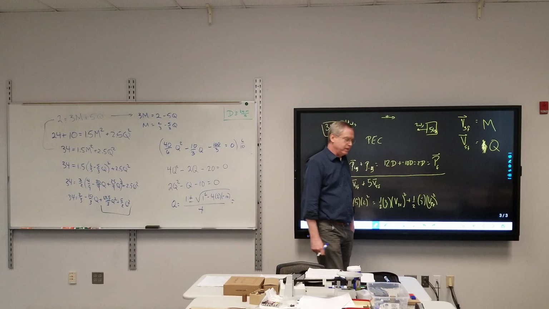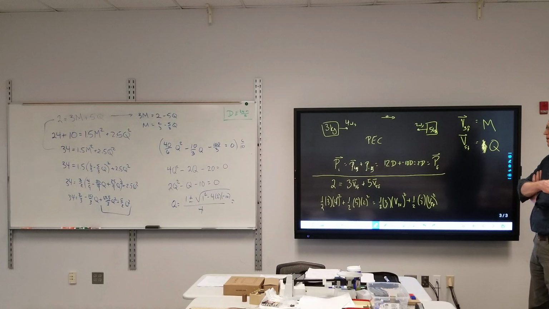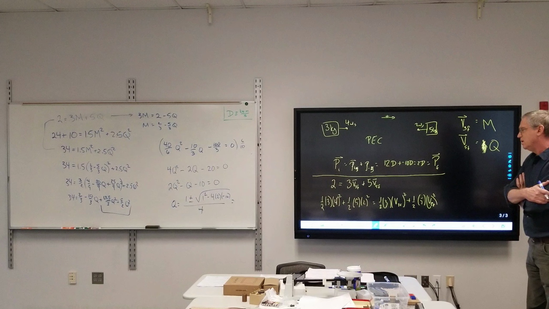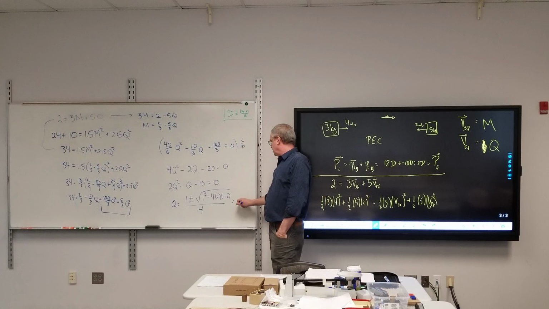What are our two answers? Actually, this might come out. That's it. So 9. So we're gonna get 2.5 or negative 2.